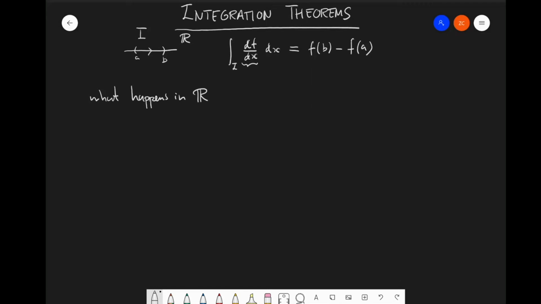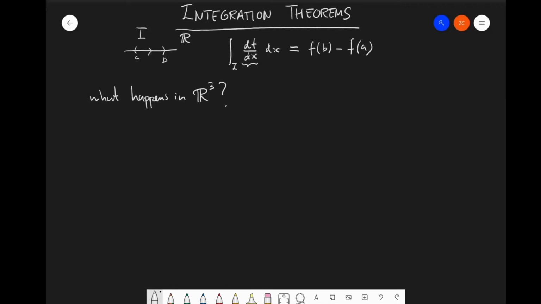What happens in R3? So in R3, if we see an integration theorem as a result that relates an integral over two objects of different dimension, and relates the integrands and the functions with some differential operator, in this case just taking the derivative, then in R3 we should be expecting three integration theorems.